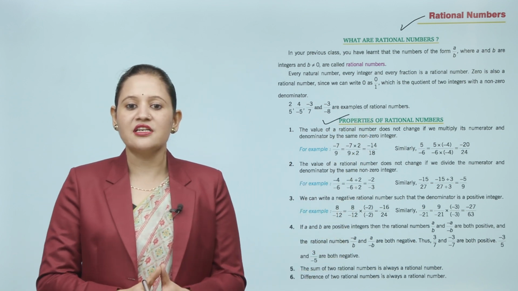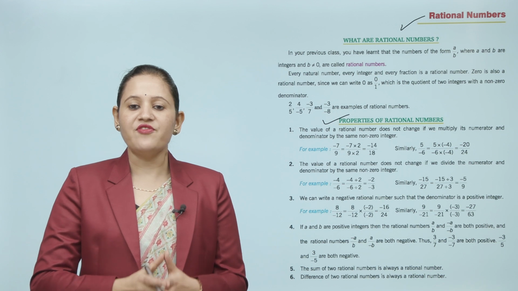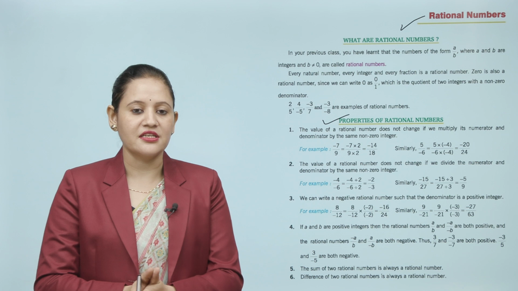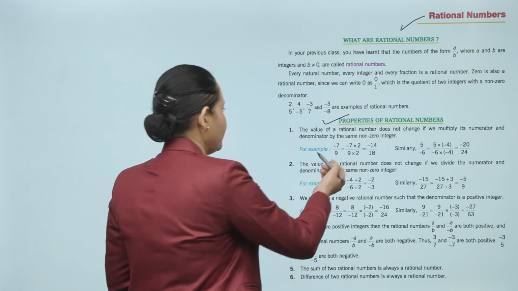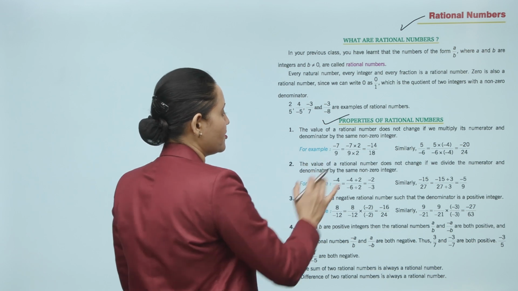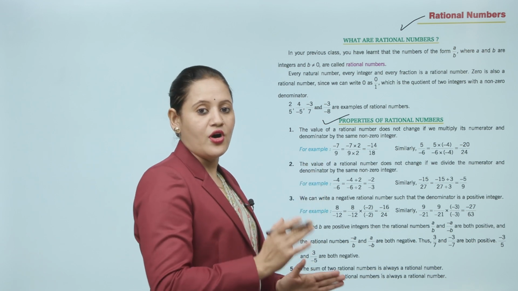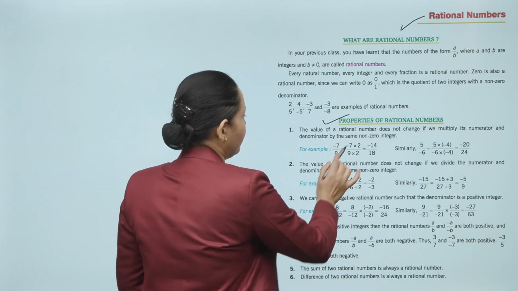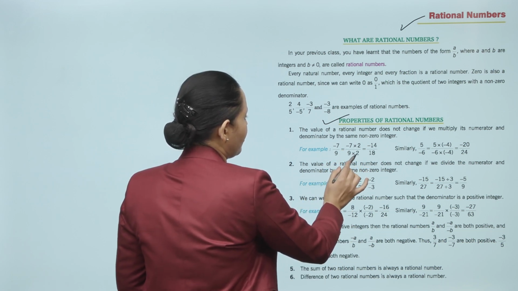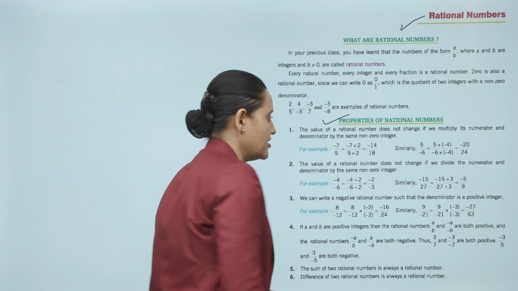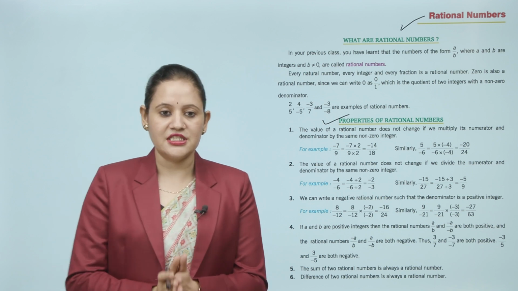The value of a rational number does not change if we multiply its numerator and denominator by the same non-zero integer. If we multiply numerator and denominator with the same non-zero integer, the value of the rational number will not change. For example, minus 7 upon 9. We multiply numerator and denominator with 2, we get minus 14 upon 18. So, the value will not change.